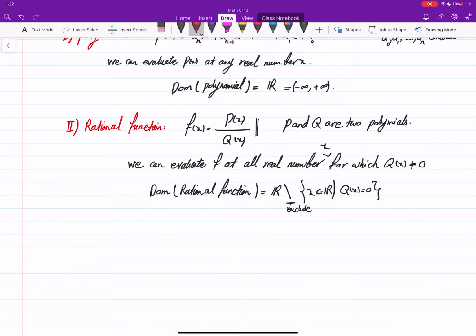And the third class of functions which we are interested in is called irrational functions. These are functions of the form f of x equals the root of some polynomial, where p of x is a polynomial.